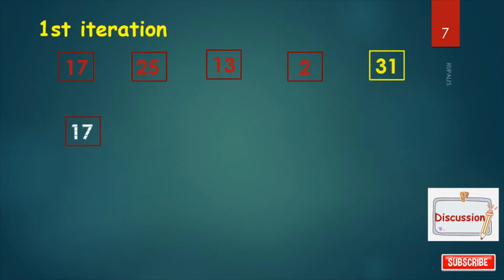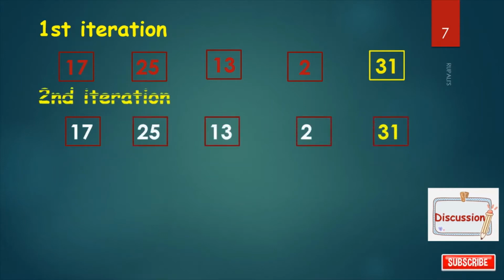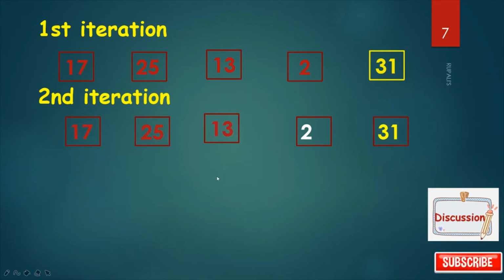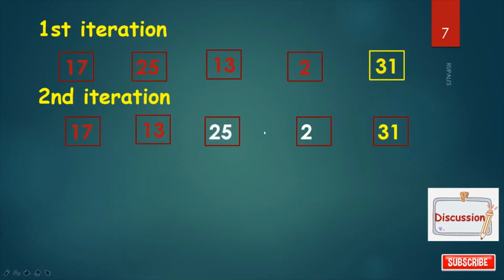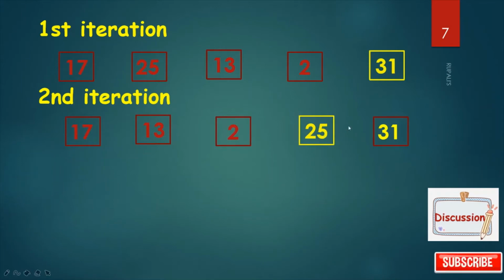Now, second iteration. In the second iteration, first we compare the first node info with the second node info. Because it is already sorted, no need to swap. Now we compare the second with the third node info. 25 is greater than 13, so swapping is required. Then third with fourth node info. Because 2 is less than 25, swap. Finally, I get the second biggest element in its position.